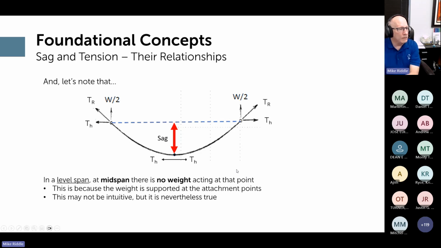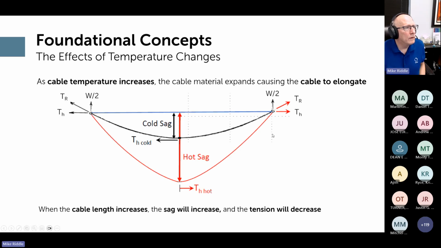Plus, let's again note, at midspan, there's no weight acting on that point. The weight is supported by the attachment points. I recognize that this is not intuitive. It doesn't even seem like common sense, but it's nevertheless true.